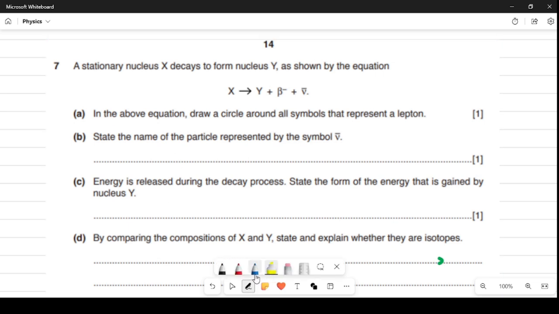So, yes, your electron is a lepton. Your anti-neutrino is also a lepton. State the name of the particle represented by the symbol V. Okay, so this is an electron anti-neutrino.